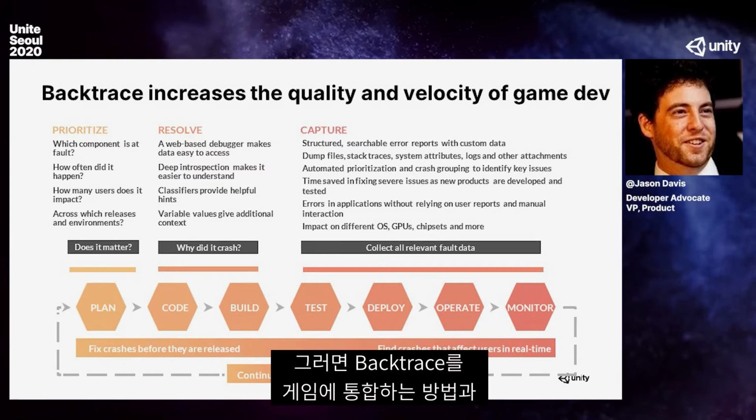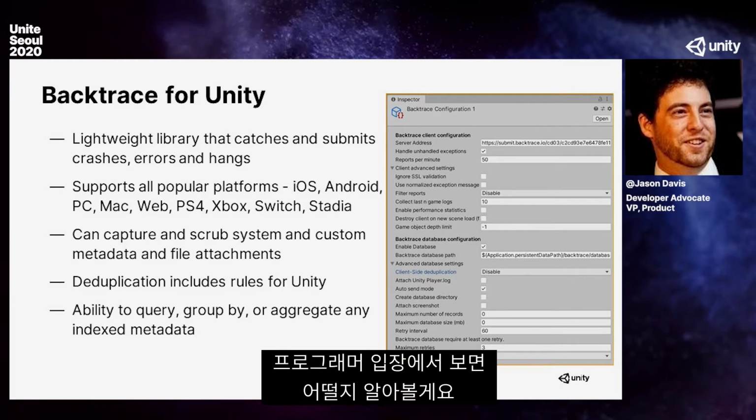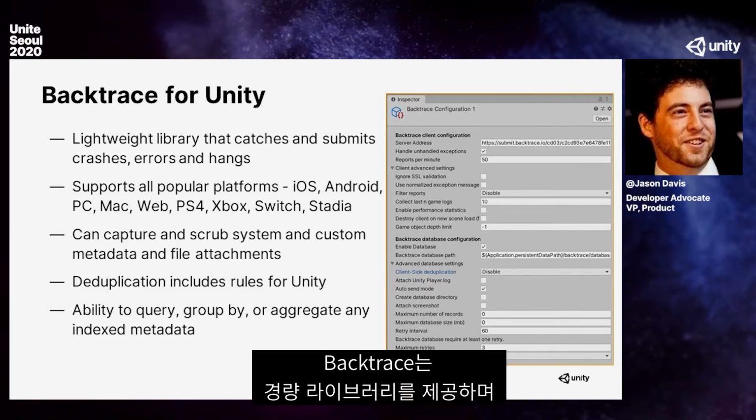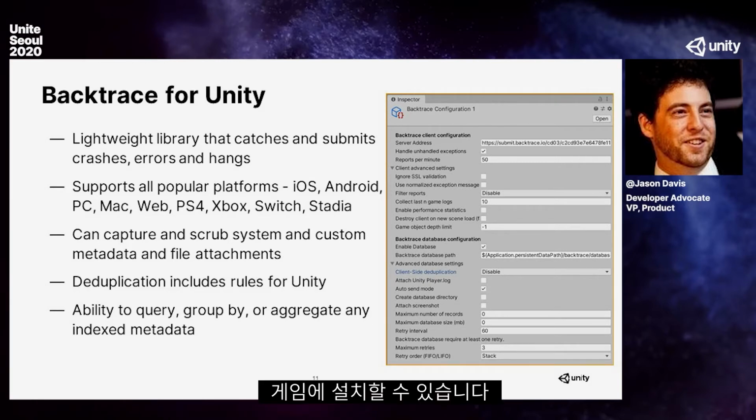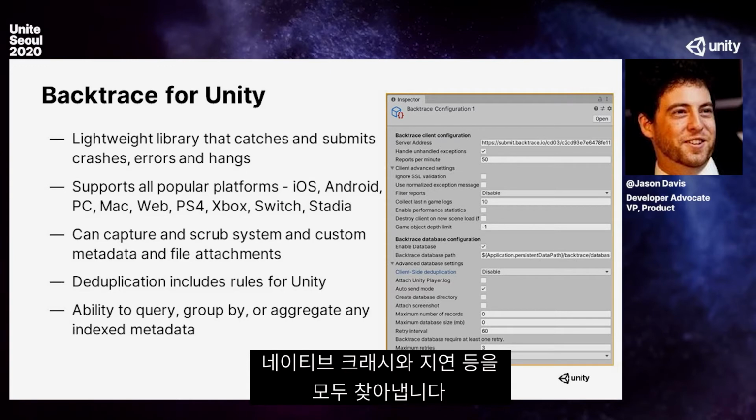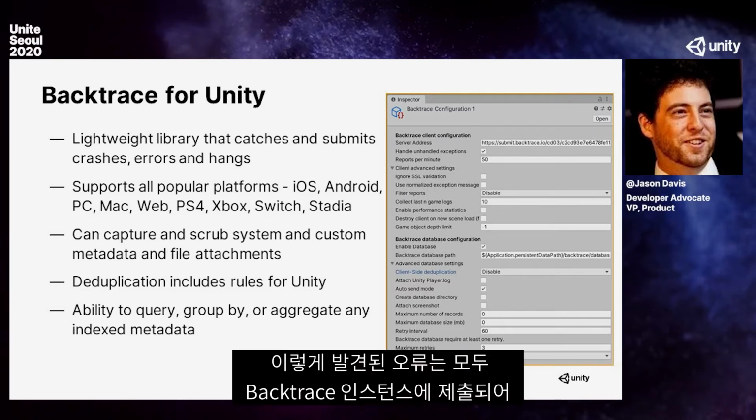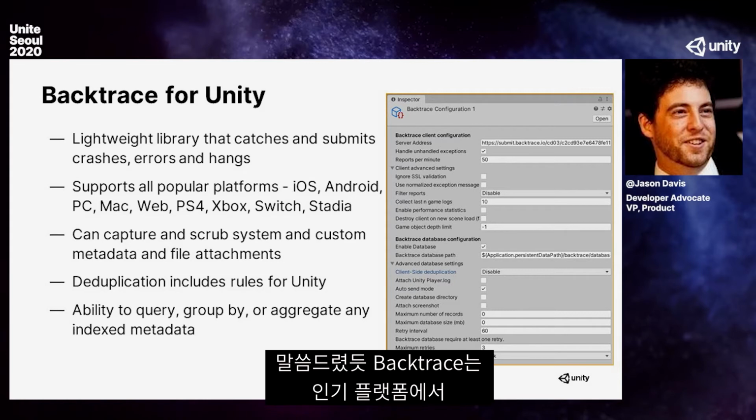So let's talk about how we integrate Backtrace into your game and what it looks like to you as a programmer. Backtrace provides a lightweight library that is installable via the Universal Package Manager into your game. Once installed, it can catch any of the unhandled exceptions, general errors, or any native crashes and hangs that occur in your game. It'll catch those and submit them to a backend Backtrace instance that you and your team have access to. As we mentioned before, we support all of the popular platforms.